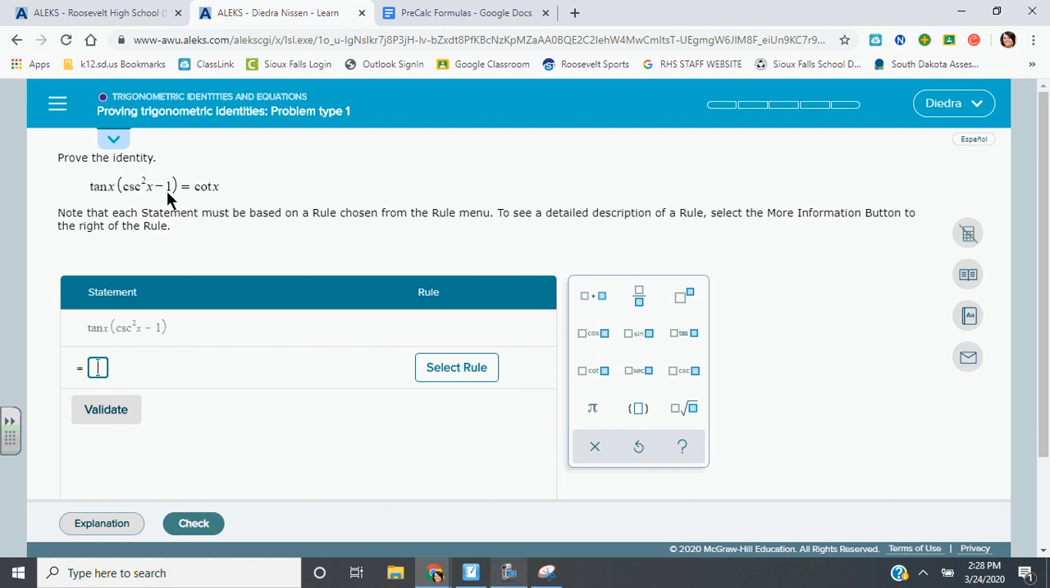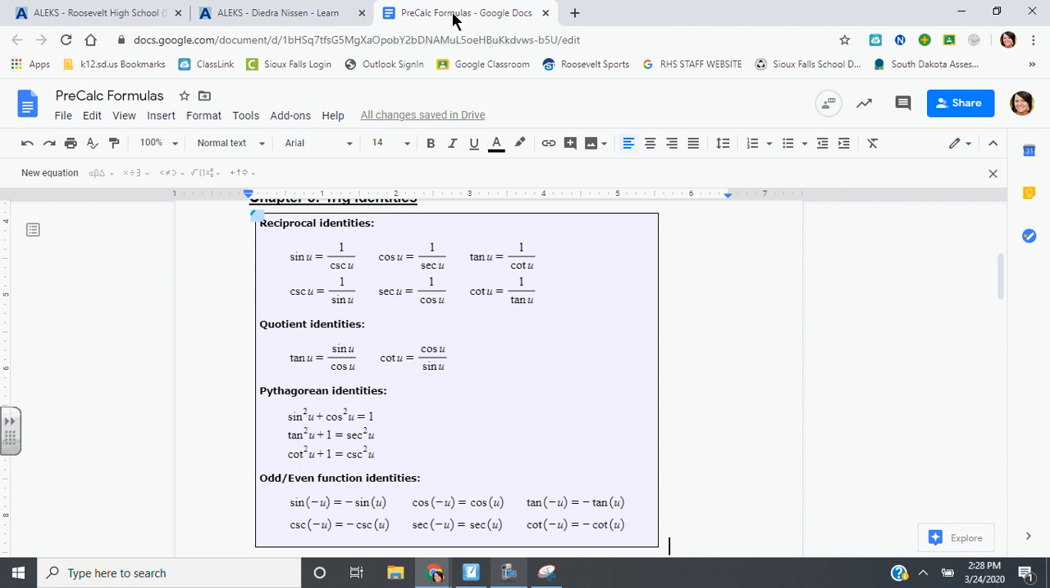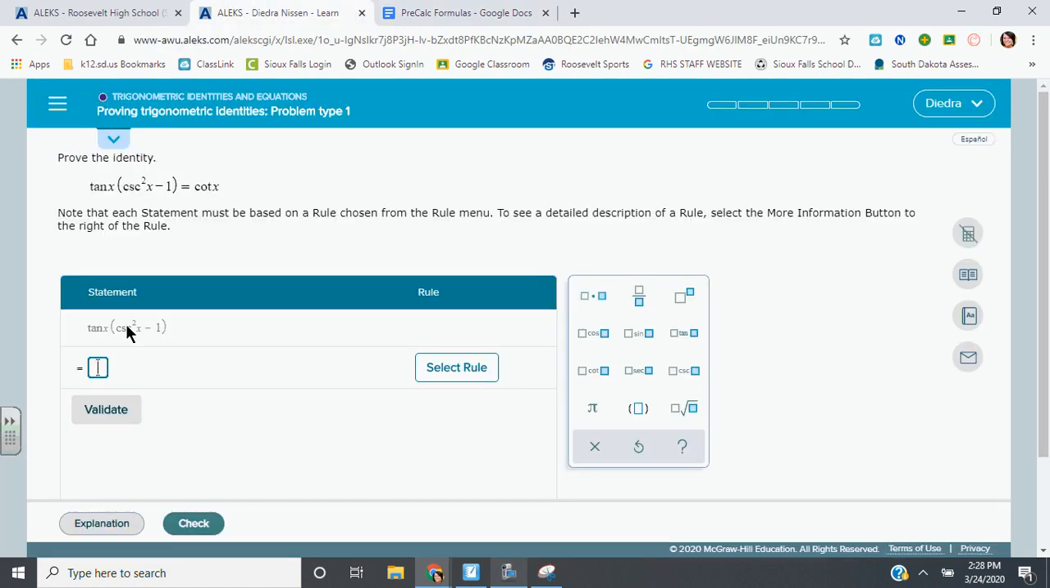The first thing I see when I'm looking at this is I see that cosecant squared of x minus 1 looks similar to a Pythagorean identity. So I'm going to go to my formulas, and I've got cotangent squared plus 1 equals cosecant squared. If I subtract that 1 to that right-hand side, cosecant squared of x minus 1 will be equal to cotangent squared. So what I'm going to do for my first step is I'm going to rewrite tangent of x, and then in parentheses, I'm going to replace that cosecant squared x minus 1 with a cotangent squared.